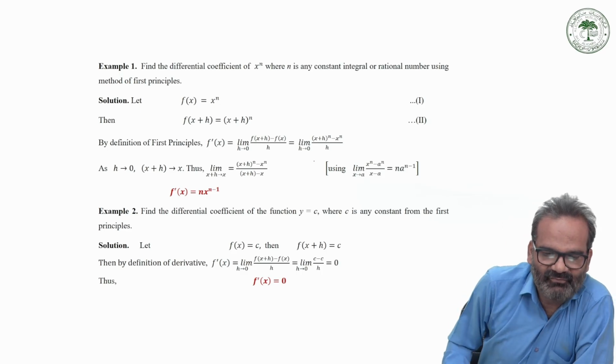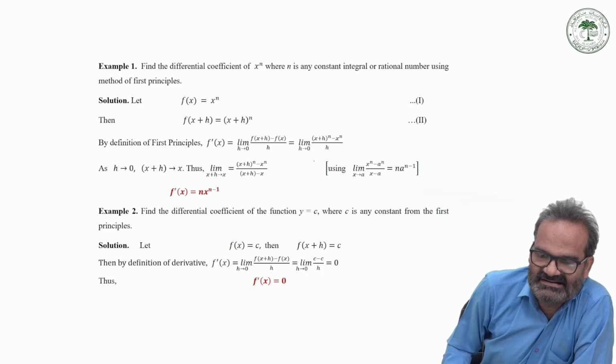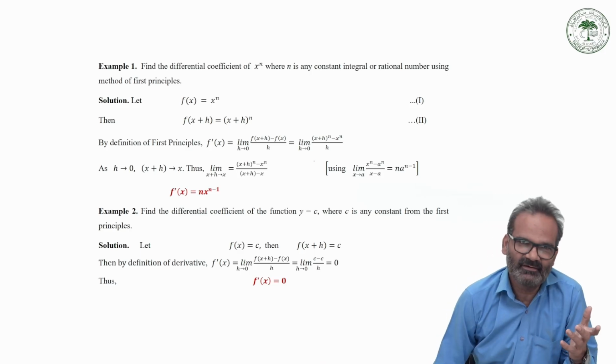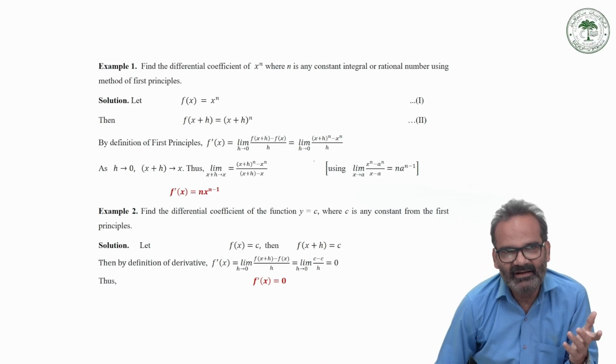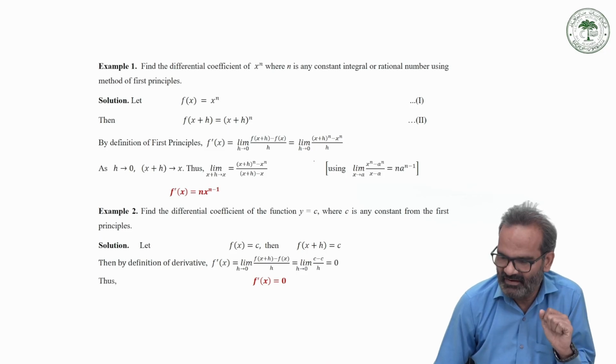Example 1: find the differential coefficient of x^n, where n is any constant, integral or rational number, using the method of first principle. Here n can be any number. You can have a positive number, n may be negative, n may be 0, n may be any number, right? This formula is true for all the functions.